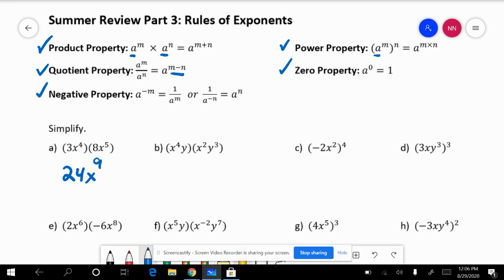For the second one, we do the same thing. We add the exponents, so that would be x to the 6th. And then if we don't see an exponent, we know it's 1, so that would be y to the 4th.